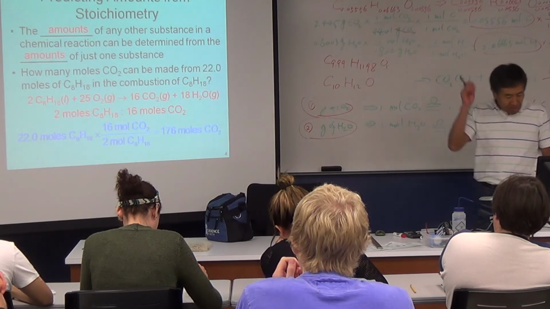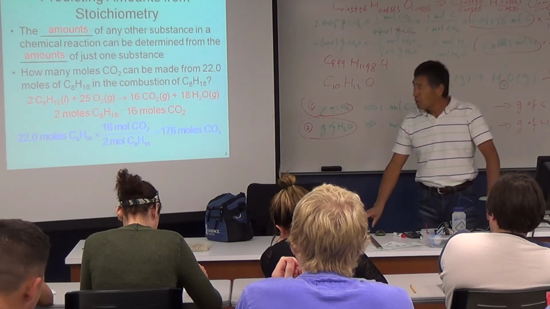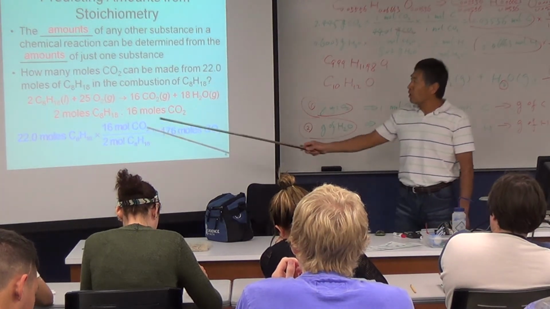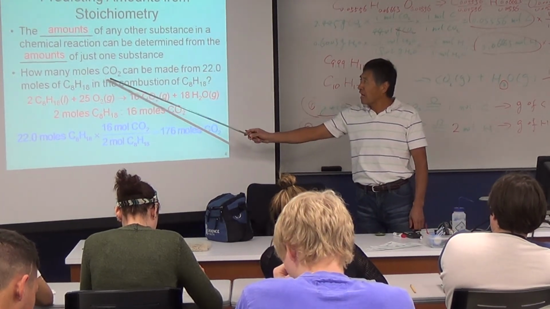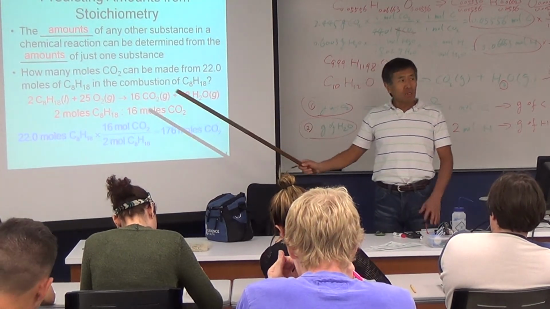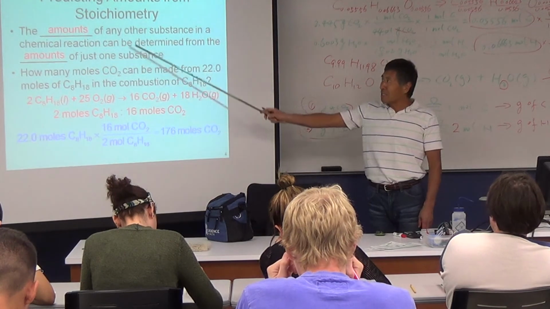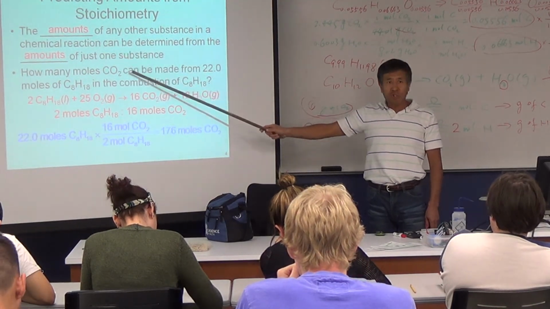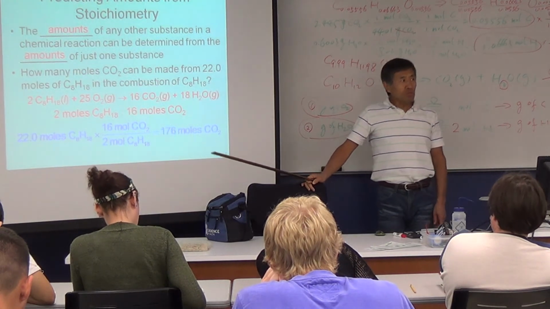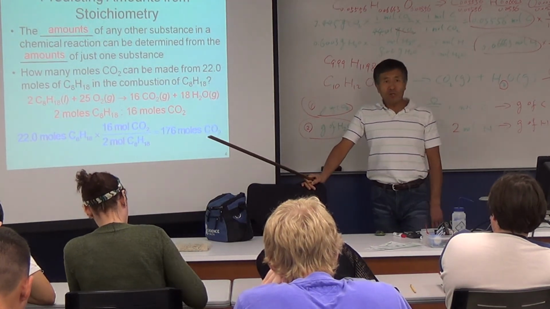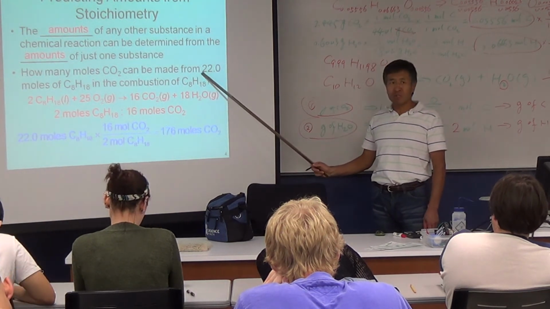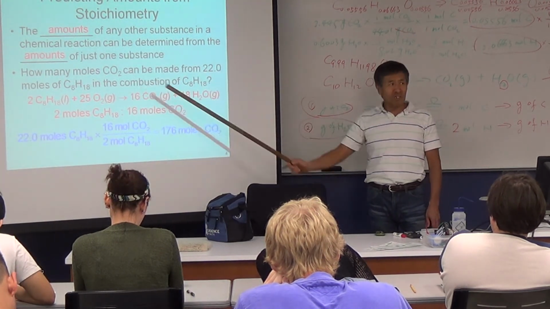So for example here, if I tell you we have 22.0 moles of this, and I ask you how many moles of CO2 you can produce. Okay? So this, as I said, is relative. From this information, you can find out to the maximum how much you can produce if you have this much of that octane.